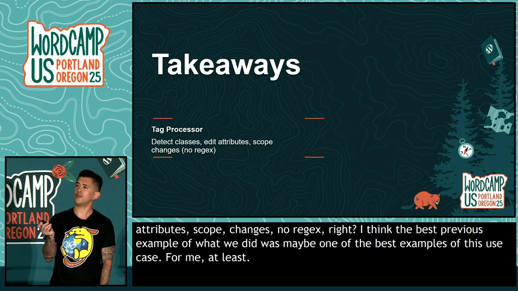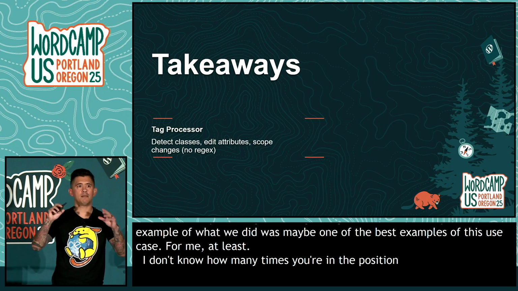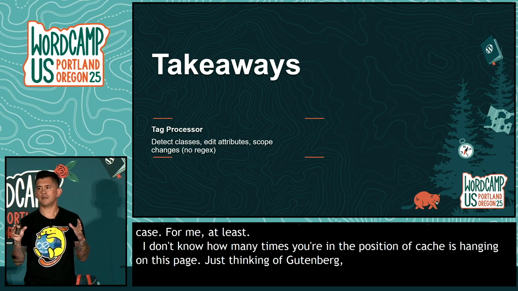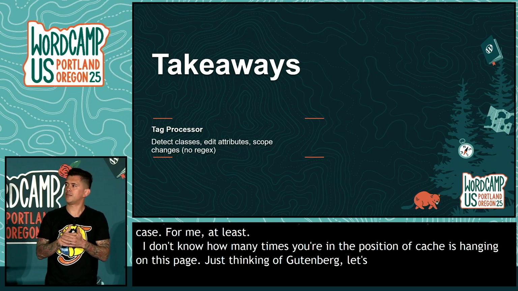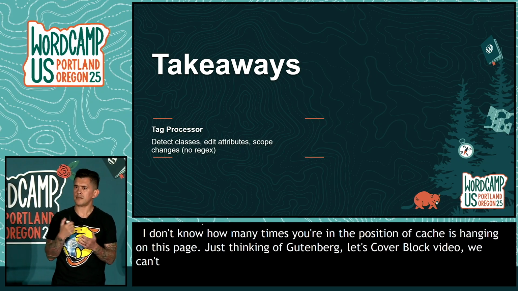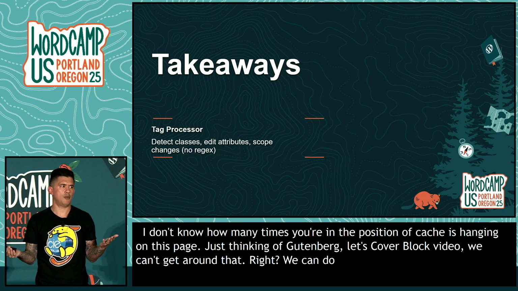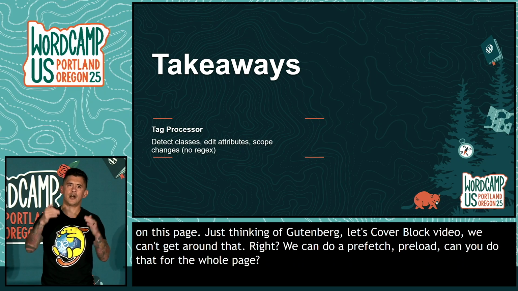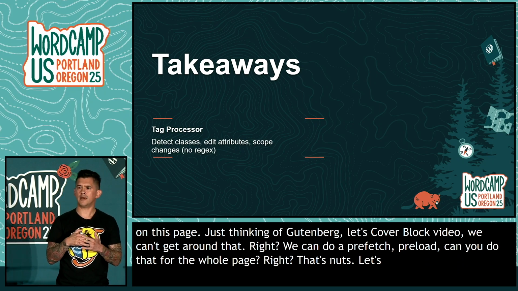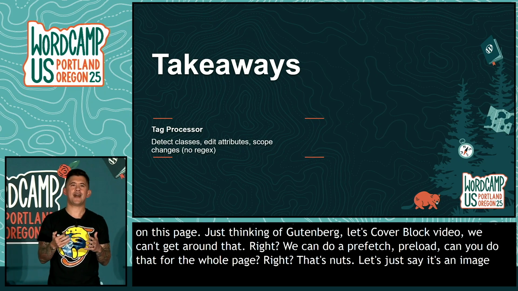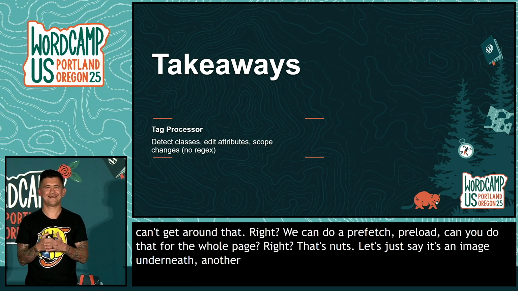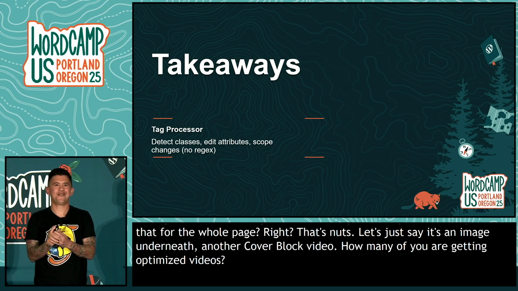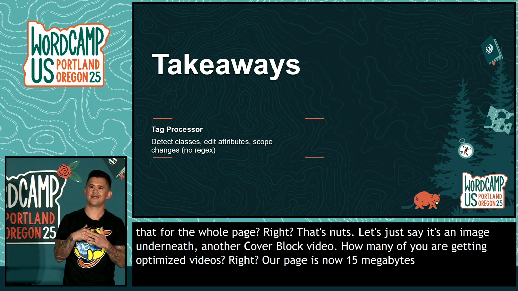And just thinking with Gutenberg, let's say open up big cover block, video. Well, we can't really get around that, right? We can do a prefetch, preload, help us out there. We can do that for the whole page, right? That's nuts. Let's just say it's an image. Underneath, another cover block, video. How many of you are getting optimized videos, right? No. Our page is now like 15 megabytes. Get out of here. And maybe I have a couple more videos underneath.